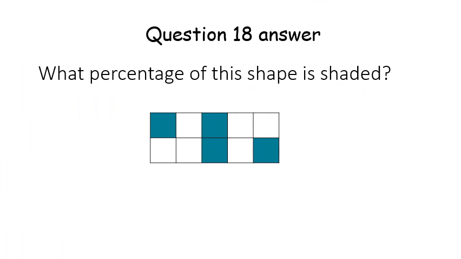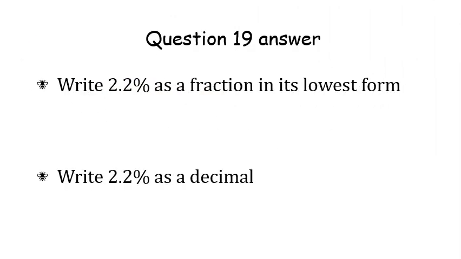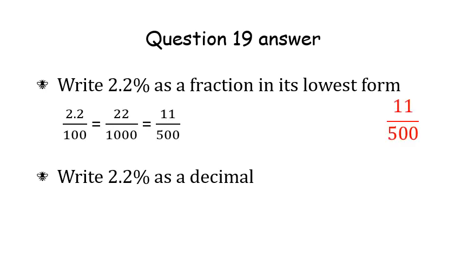Question 18. 40% of this shape is shaded. Question 19. 2.2% as a fraction in its lowest form is 11 out of 500 and 2.2% as a decimal is 0.022.